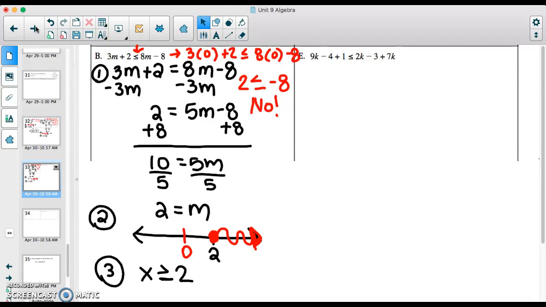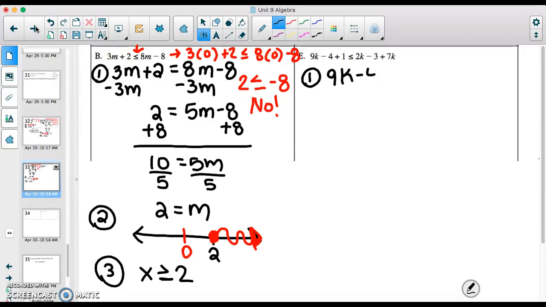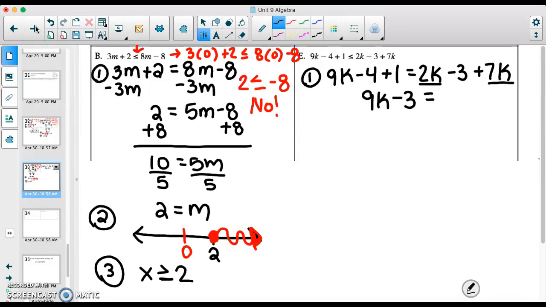Awesome. So let's try letter E, and then I'm going to have you try the last two on your own. So step 1, rewrite with an equal sign. So let's see, over here I would get 9k minus 3, negative 4 plus 1, equals, these are like terms, 2k plus 7k, that's 9k minus 3. What? What happened here?